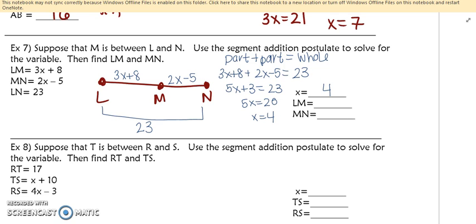Okay, then to find the measure of LM, we're plugging in 4 for x. We solve and simplify. 12 plus 8, 20. To find the measure of MN, it's 2 times 4 minus 5 to get a measure of 3.